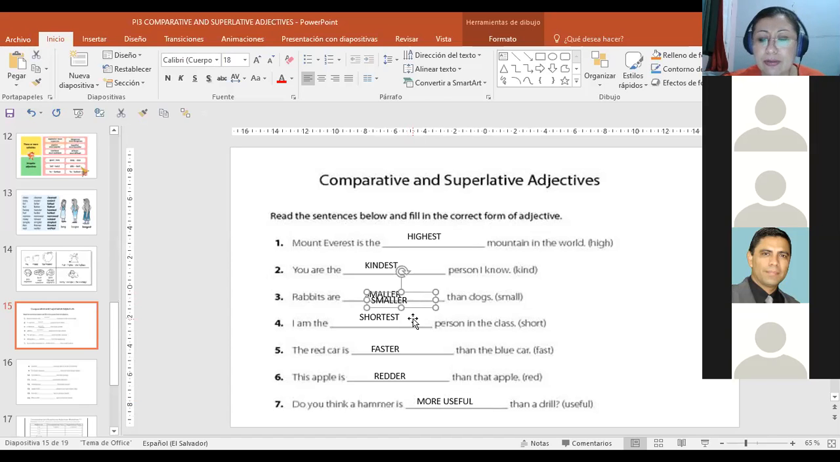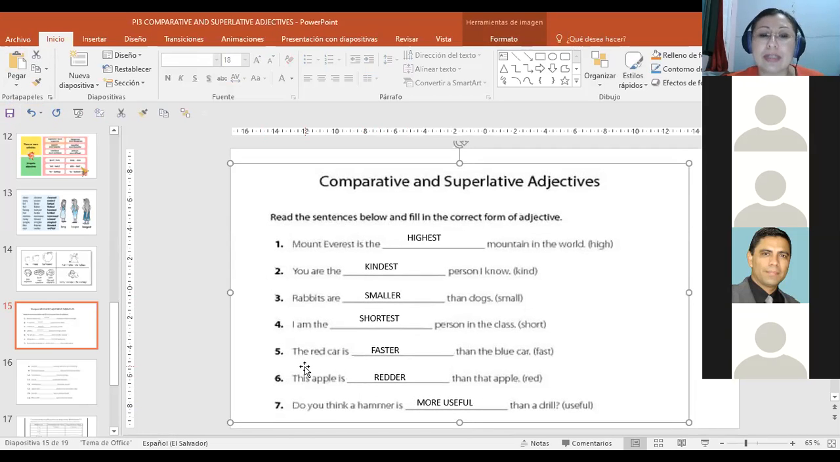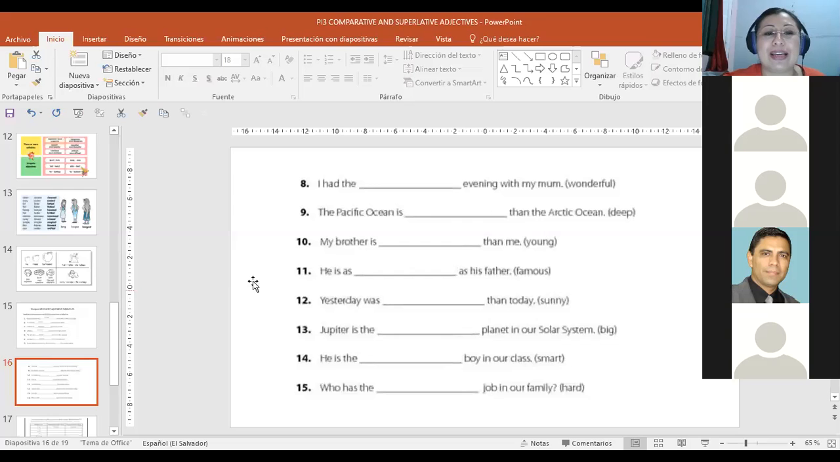Okay, let's see if we have more. Teacher, what is the meaning of hammer? It's like a martillo. Es un martillo, sí. ¿Tú crees que un martillo es más útil que un taladro? El drill es aquel de taladro. Okay, very good. Nice.